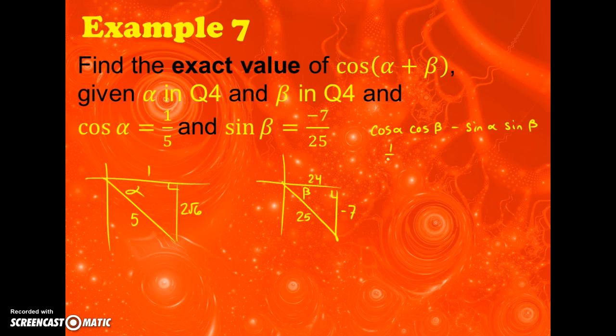Cosine of alpha is 1/5. Cosine of beta was not a freebie. It's this 24/25. Sine of alpha is our ugly 2√6/5. And sine of beta was -7/25. And so what do we got? 24 plus 14√6 all over 5 times 25. Optionally, leave it as two separate fractions. I'm just lazy.